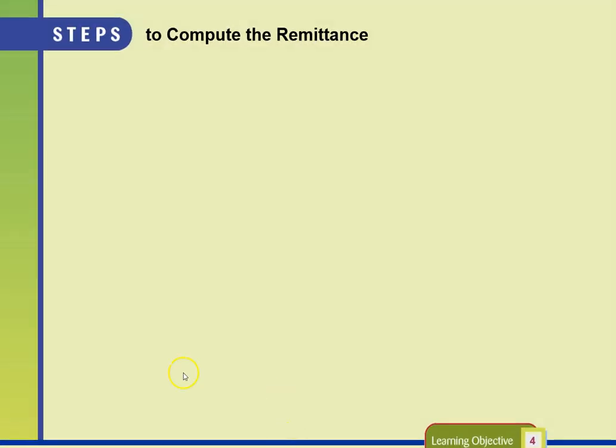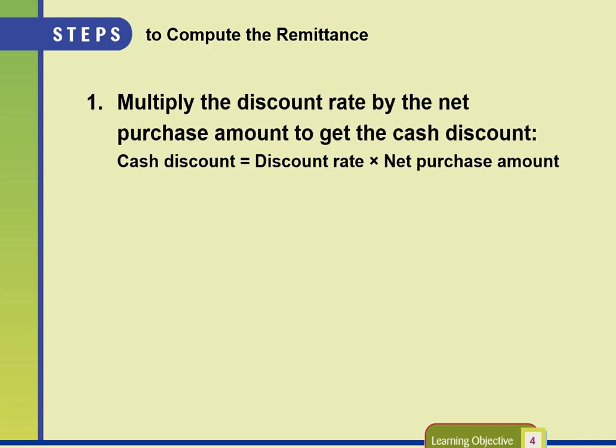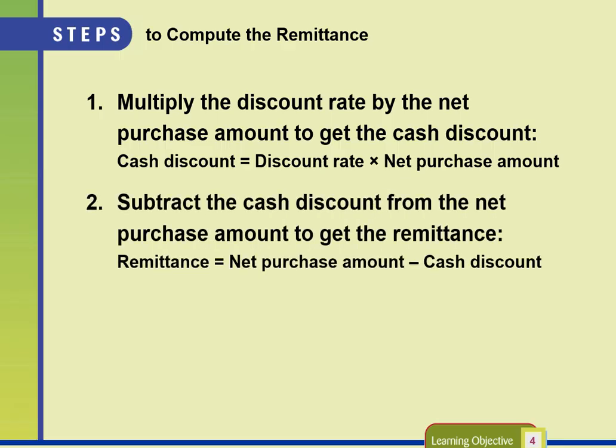Now let's talk about computing remittances. So when we have a cash discount instead of a trade discount, we're going to first start by multiplying the discount rate by the net purchase amount, and this is going to give you the cash discount. After you do that, you'll then subtract that discount from the net purchase amount, and then the remittance is the result. And a remittance is just the actual amount that the buyer needs to pay after the discount.